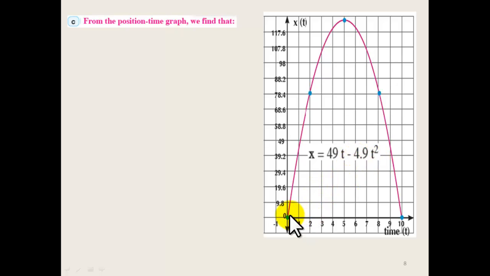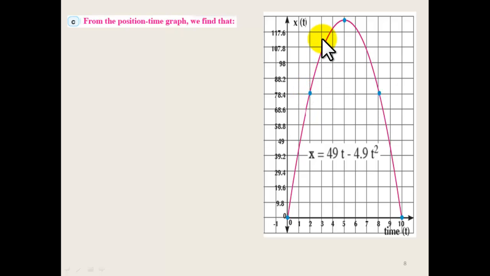When you draw it, starting from 0 till 10, we have this curve and we can discuss it. After 5 seconds, the stone will be at this height. Okay, after 2 seconds, the stone will be at height 78.4.